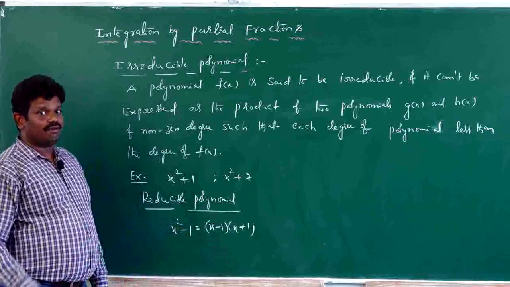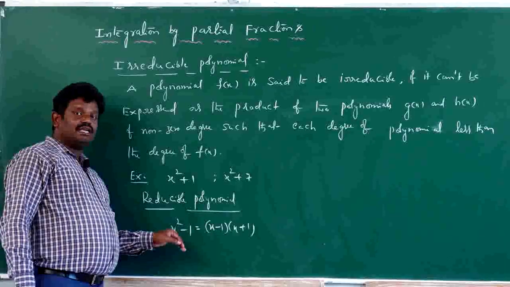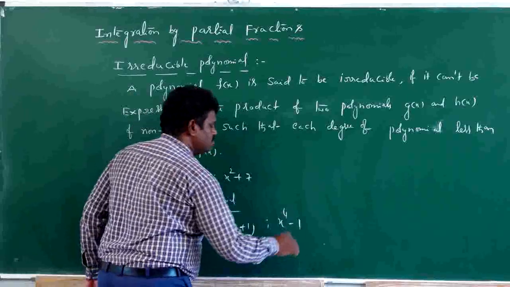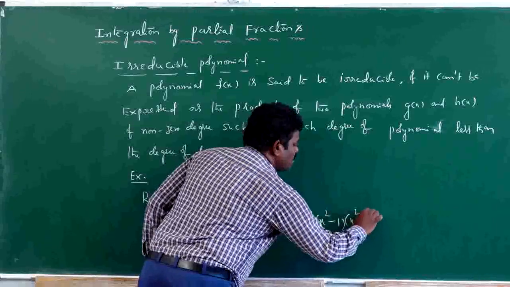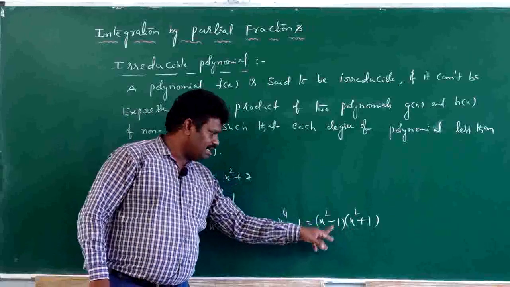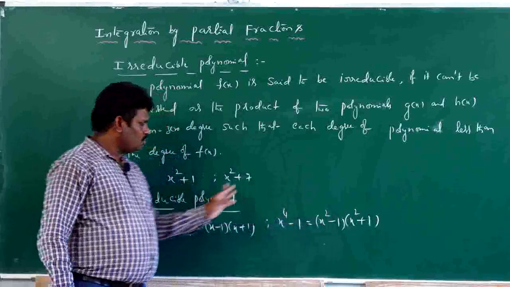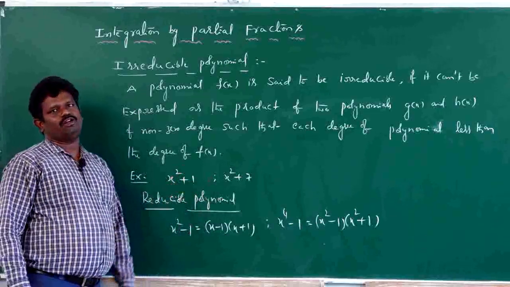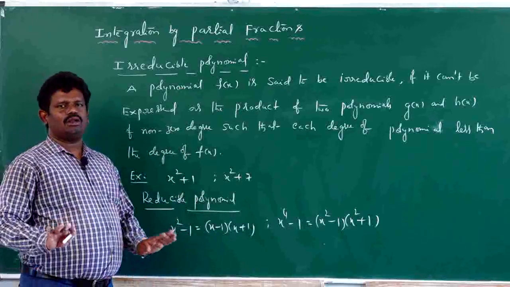Again, the condition is that if we take two polynomials, each polynomial's degree must be less than the degree of the given f of x. Otherwise, if you want to write x power 4 minus 1, how do we write it? x square minus 1 into x square plus 1. Each polynomial's degree is less than the given polynomial: here 4, and here 2. So these types of polynomials are said to be reducible polynomials, and the earlier ones are irreducible polynomials.